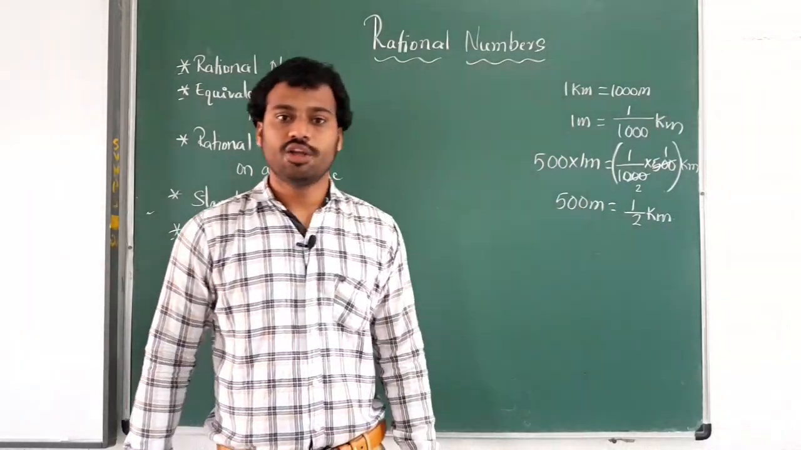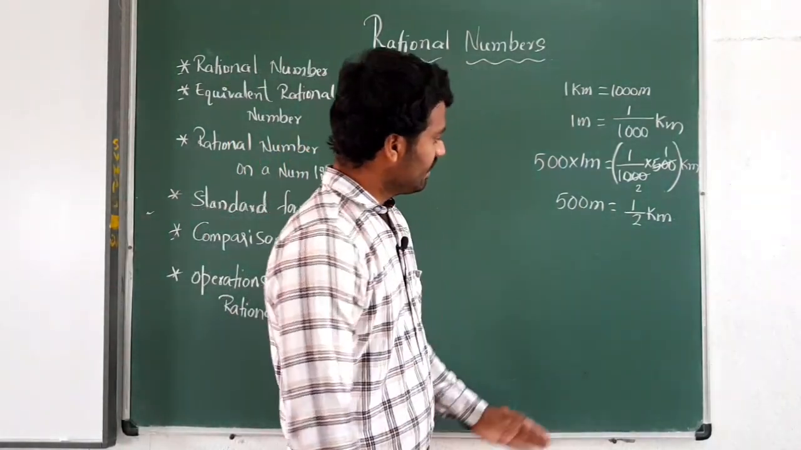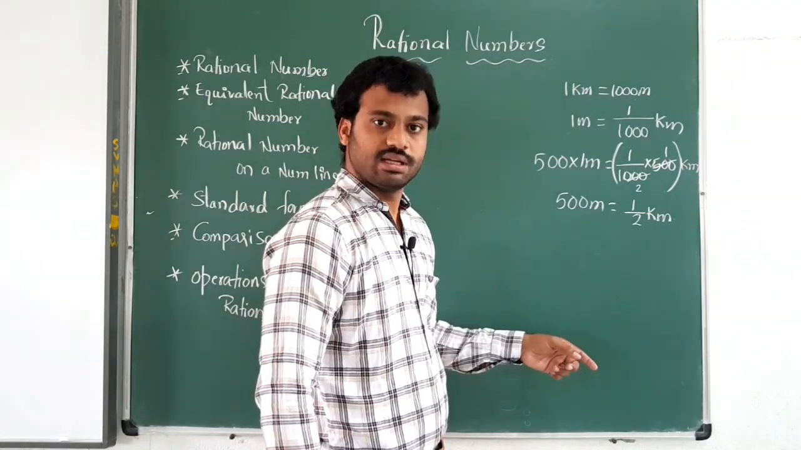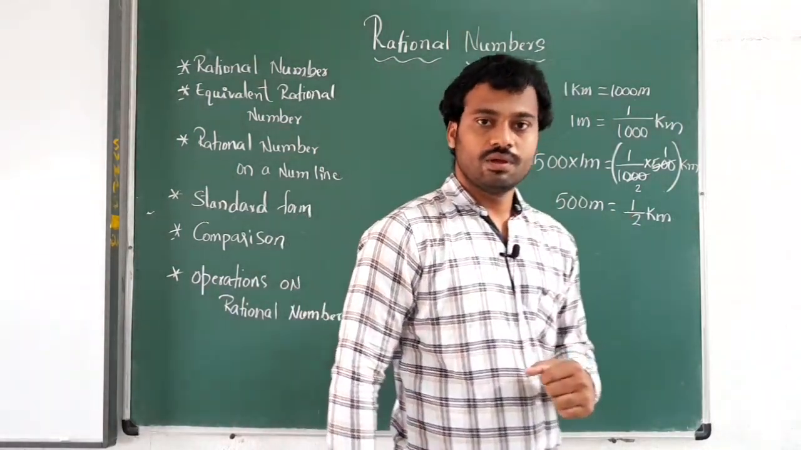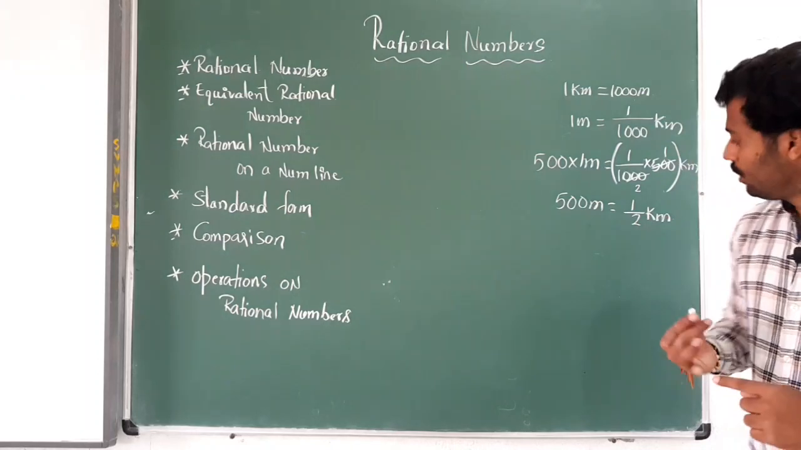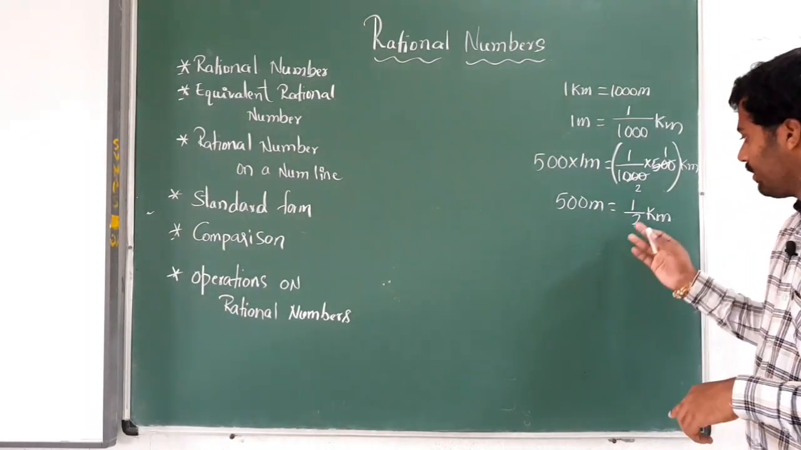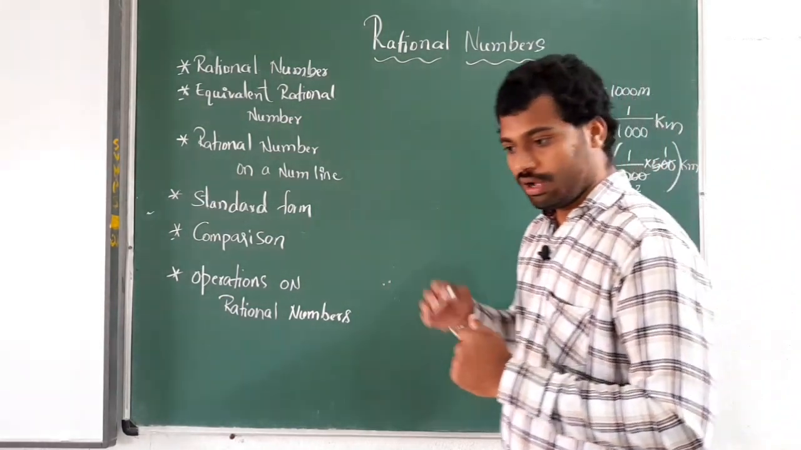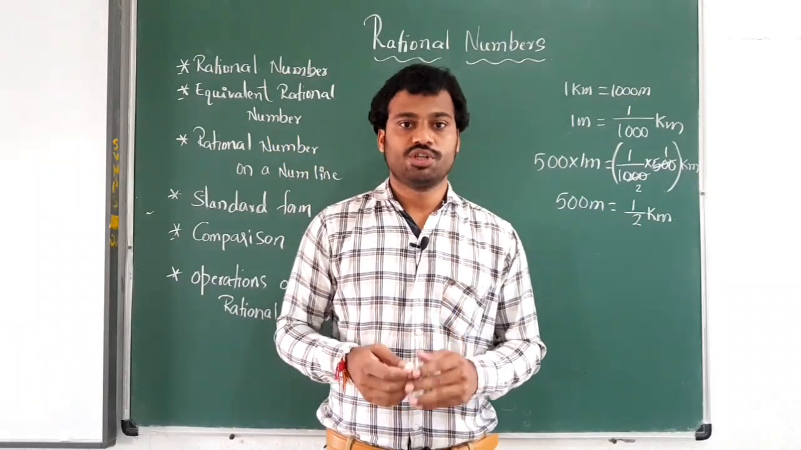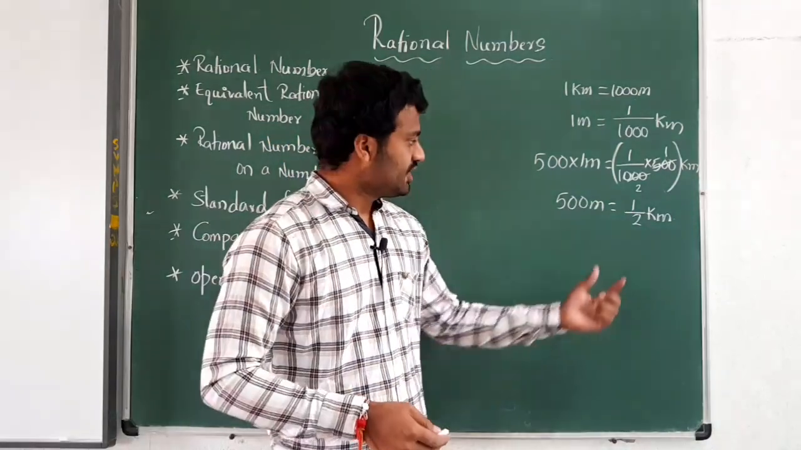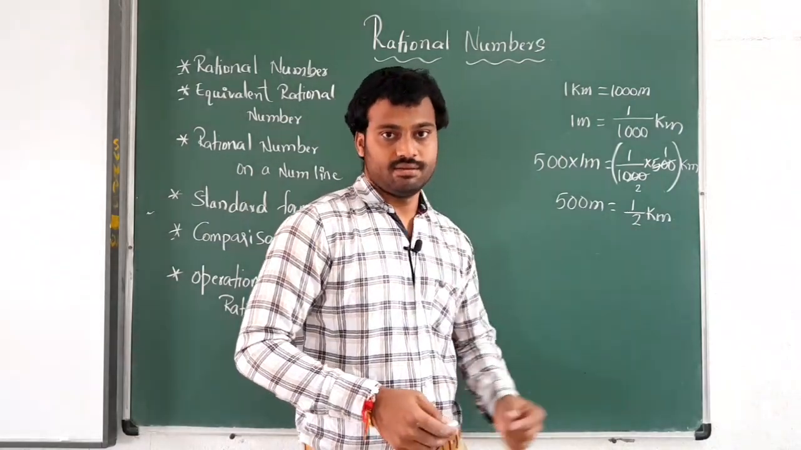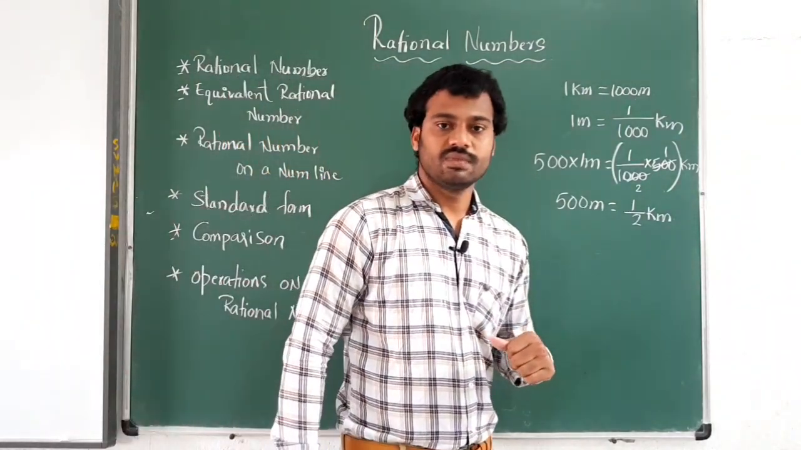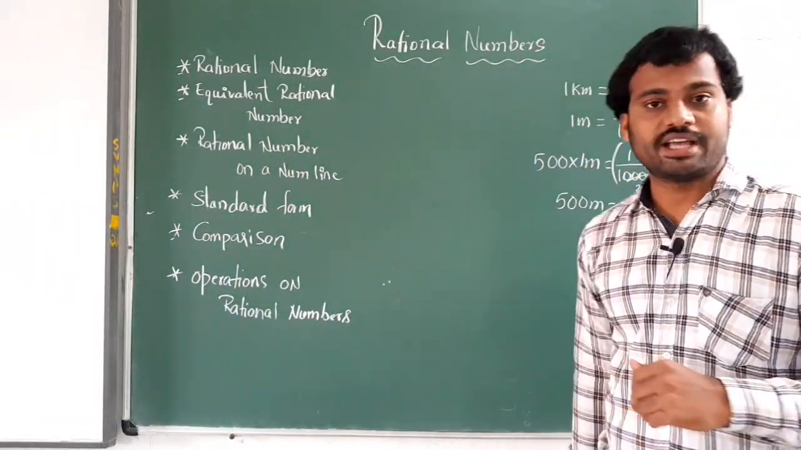Meters in terms of kilometers. See, this 500 you can represent with whole numbers or natural numbers. But 1 by 2 is not a natural number, 1 by 2 is not a whole number, and 1 by 2 is not an integer also. So again we have to find one more set. The set should contain numbers in this manner. That set is nothing but the rational numbers.